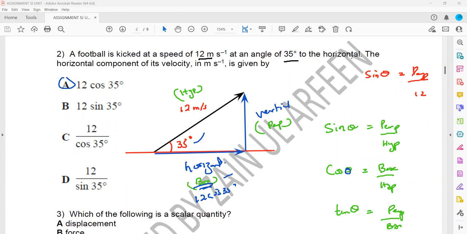And what about the angle? The angle is given 35 in the question. So this angle is 35. This 12 is divided, other side will be multiplied. So the perpendicular or the vertical component is equal to 12 sine 35. So if the same question was there, and they asked for vertical component, then option B will be the right answer. But because they asked for horizontal component, that's why A is the valid answer.